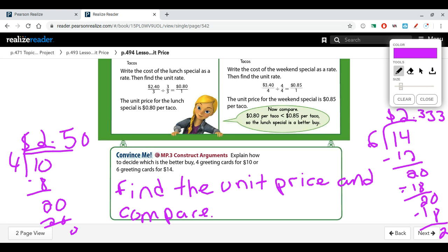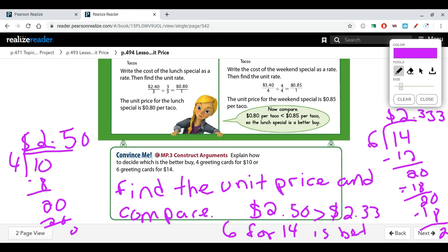So if I do my comparison, $2.50 is going to be greater than $2.33. And so the 6 for $14 is the better buy because they're cheaper.